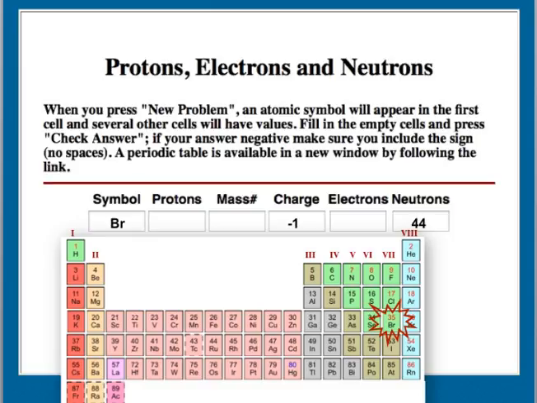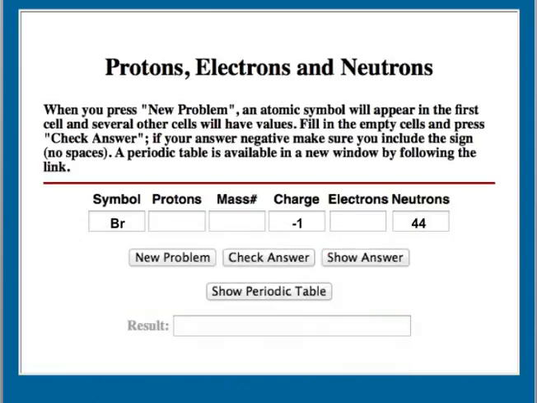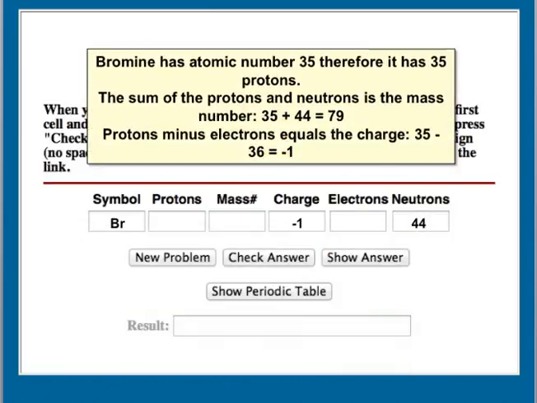If we have 35 protons, our mass number is just going to be 44 plus 35. Now our charge is -1. That means we have one more extra electron, right? So we'll have one more electron than we do protons. Our logic is this. 35, therefore we have 35 protons. Mass number is simply 35 plus 44. We have one extra electron. Start with 35, add one more. 36 electrons.